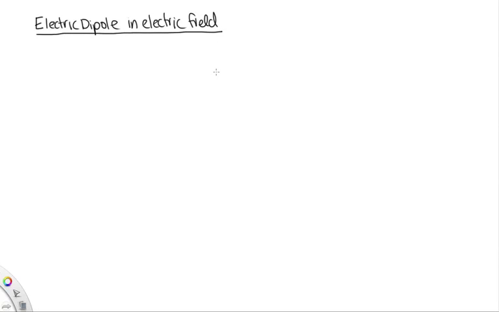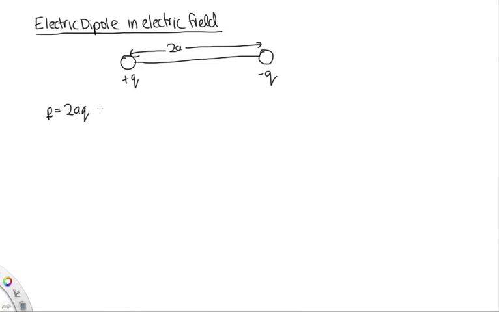Now you may remember from the tutorial problems that an electric dipole consists of two charges, plus Q and minus Q, separated by a distance of 2a. Now we're going to define something called the electric dipole moment. The electric dipole moment is given the symbol little p and is equal to 2aq in the direction from minus q to plus q. So in this direction.